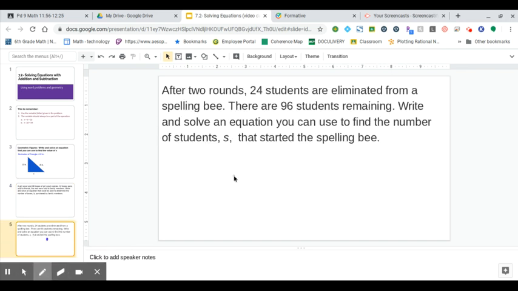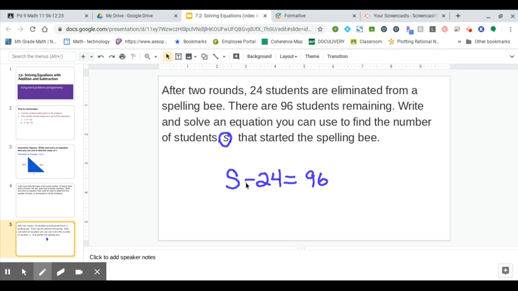The last problem that we're going to look at says, after 2 rounds, 24 students are eliminated from a spelling bee. There are 96 students remaining. Write and solve an equation that you can use to find the number of students S that started the spelling bee. When we write an equation, we want to think about the word problem like a story. The spelling bee starts out with S students. So we're going to start by writing S. 24 students are then eliminated, which means we take away 24. And what happens after that is that there are 96 students that are left.